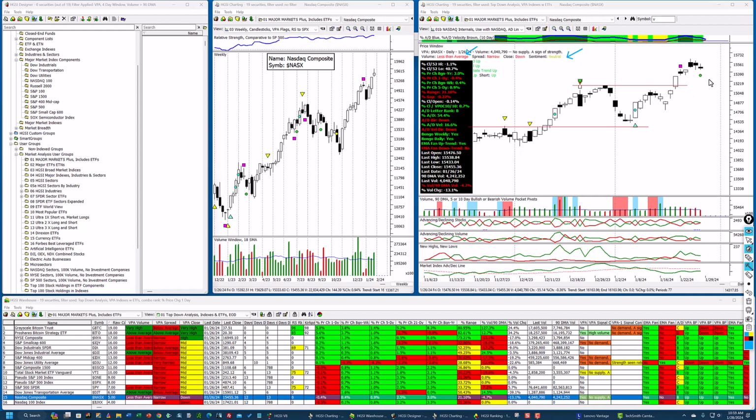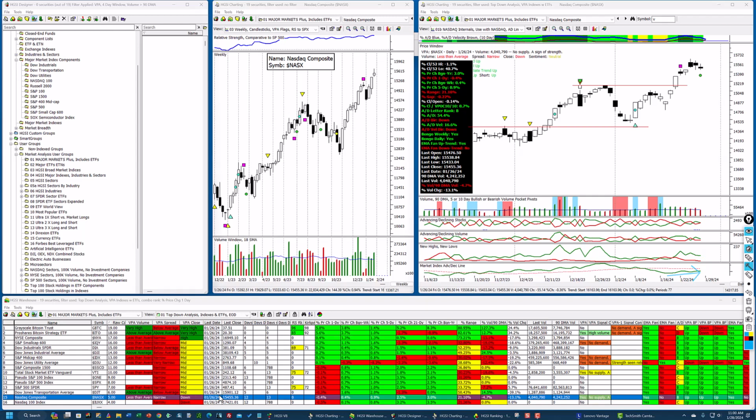Sentiment is neutral. We do have a no supply, a sign of strength, which is right here. This is a small body. You can see that volume was down. That's why this no supply was generated. The internals were flat. The advancing volume surpassed the declining volume. New highs, new lows were slightly down, but still stronger. And then the general direction of the AD line is flat to slightly positive.